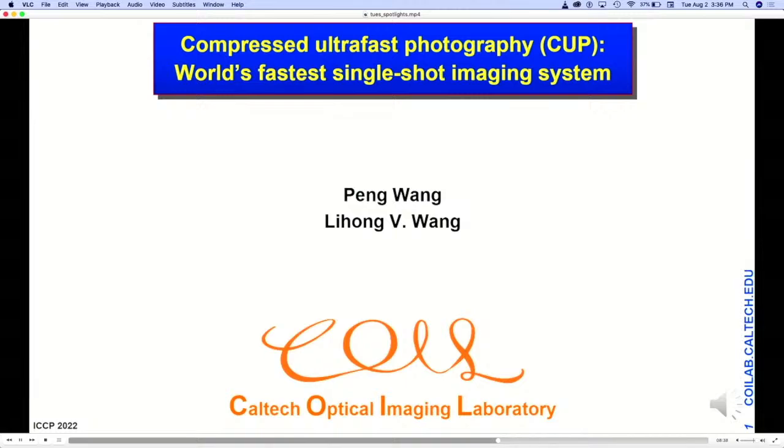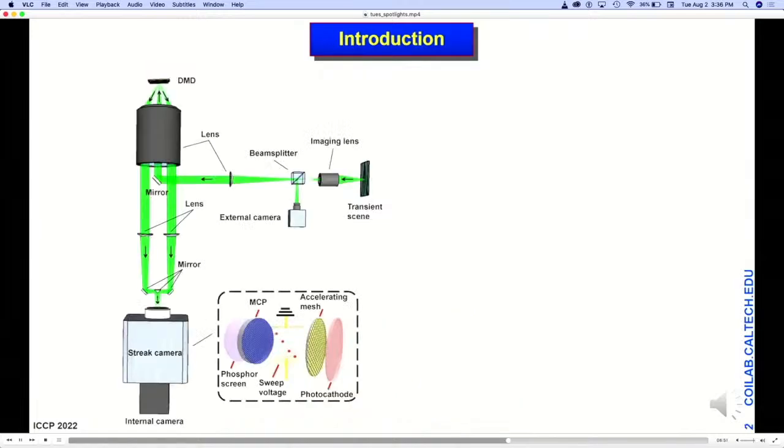This talk gives an introduction to our work in compressed ultrafast photography, or CUP. CUP holds a record as the world's fastest single-shot imaging system, which can reach tens of trillion frames per second. CUP combines the concepts of compressed sensing and a streak camera.